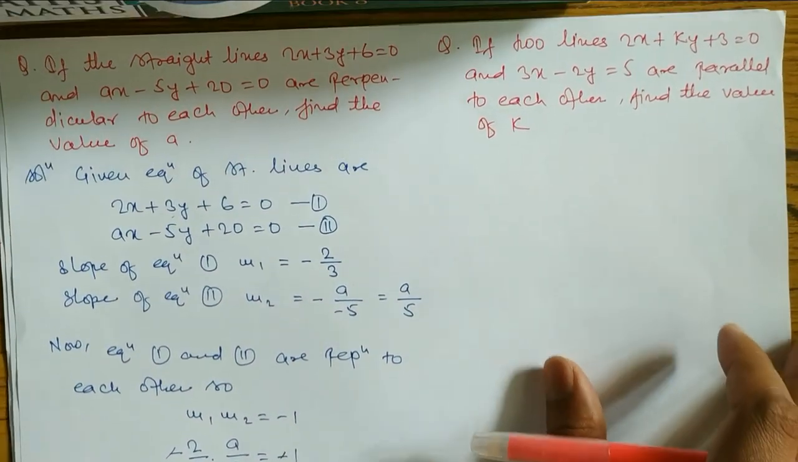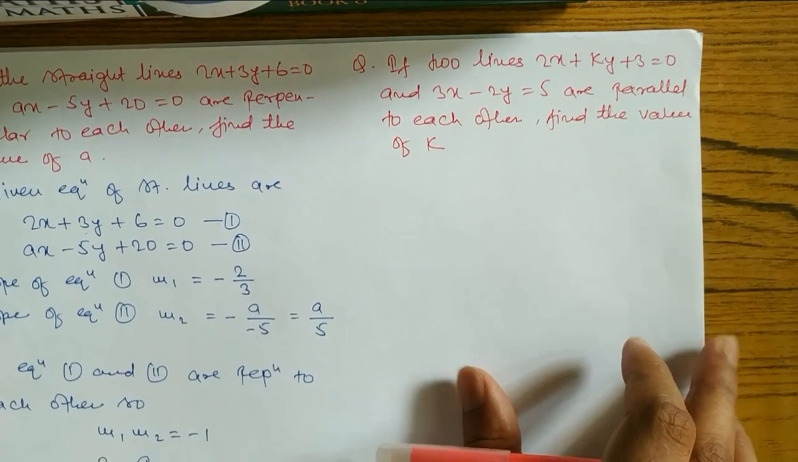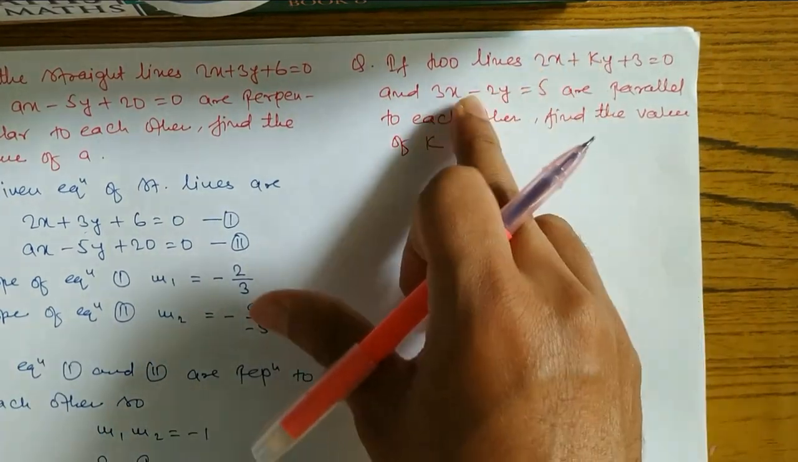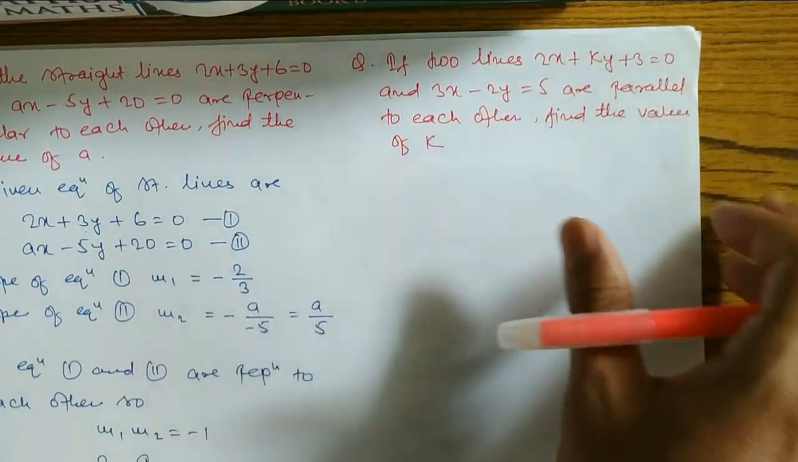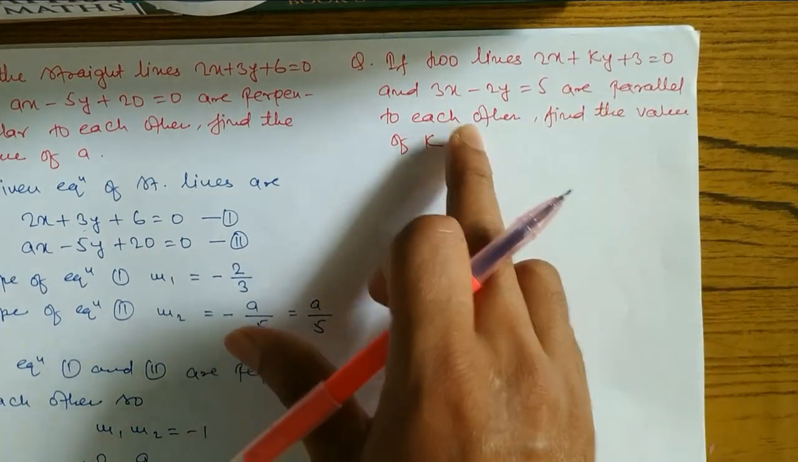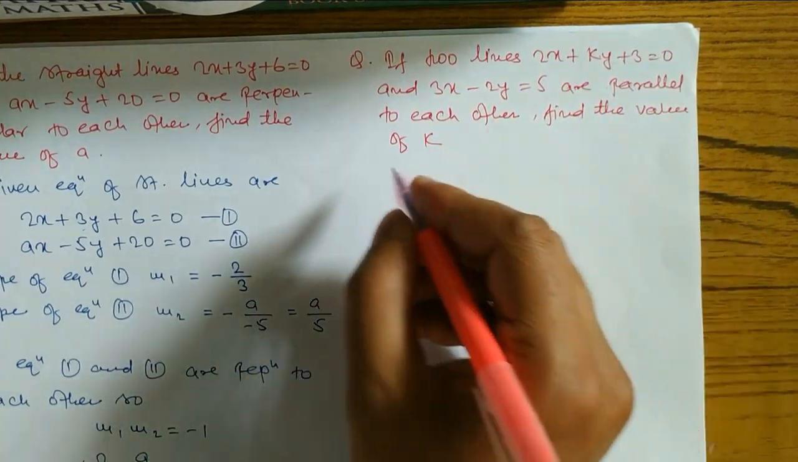How to do the parallel one? Look properly. If two lines are given and they are parallel to each other, find the value of K.